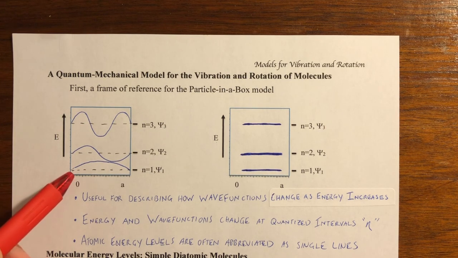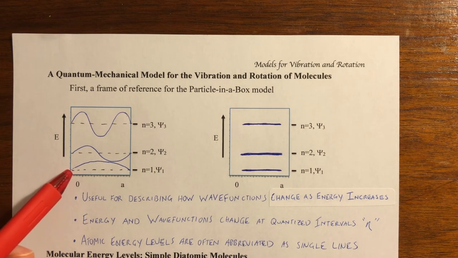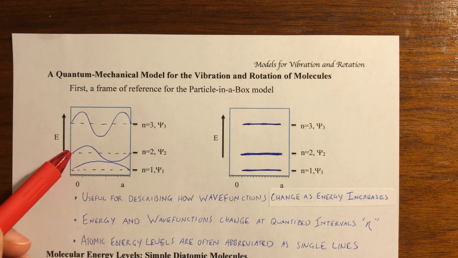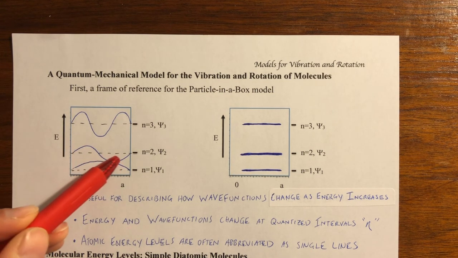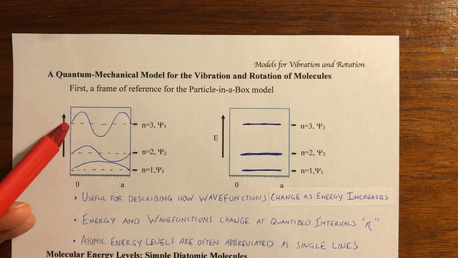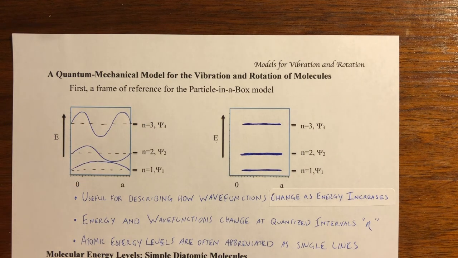This model that we've seen before is useful for describing how wave functions change as energy increases. So here we have a wave function at n equals 1 that is different from our wave function at n equals 2, and n equals 2 is higher in energy than n equals 1. Similarly, wave function 3 is different from the other and is at the highest energy. So energy and wave functions both change at quantized intervals n.